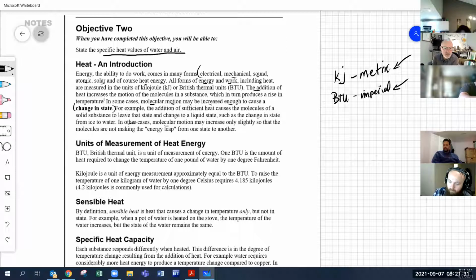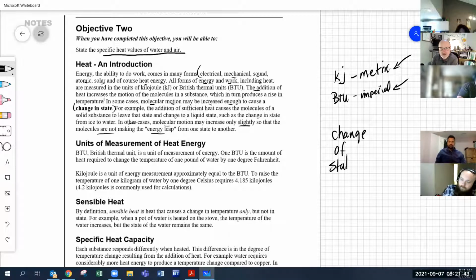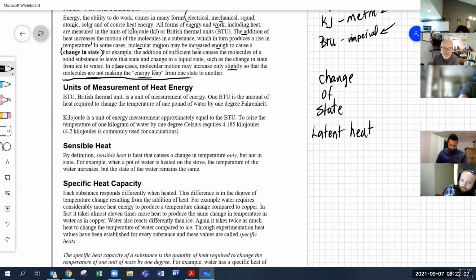In other cases, molecular motion may be increased only slightly, so the molecules are not making the energy leap. So, change of state, meaning it changes from one form to another, like ice to water or water to steam. We're going to call that latent heat. And the last one, where it says not changing the state, we're just heating something up. If we're just heating up a substance, we're going to call that sensible heat.